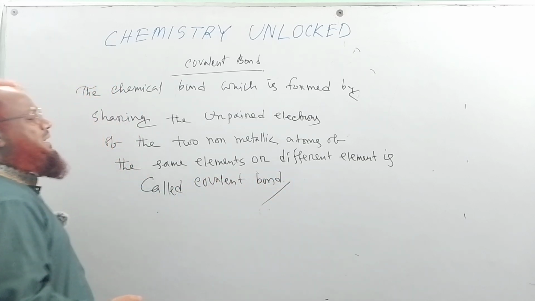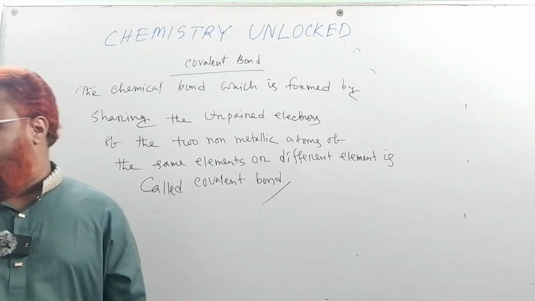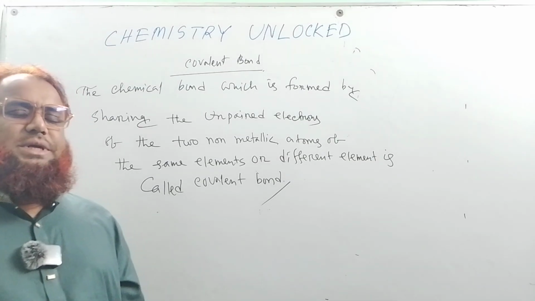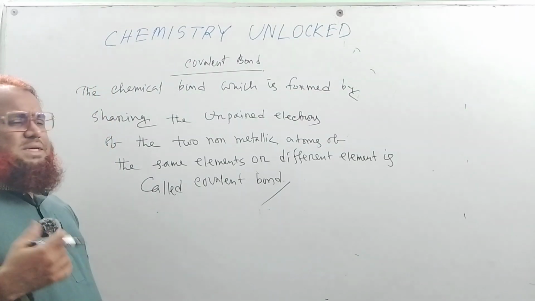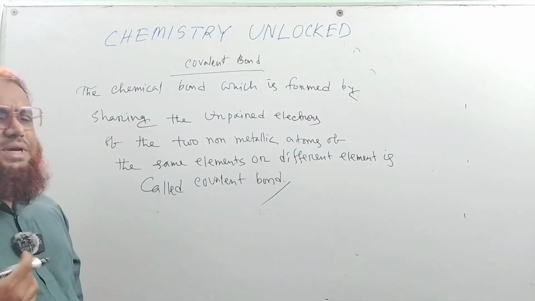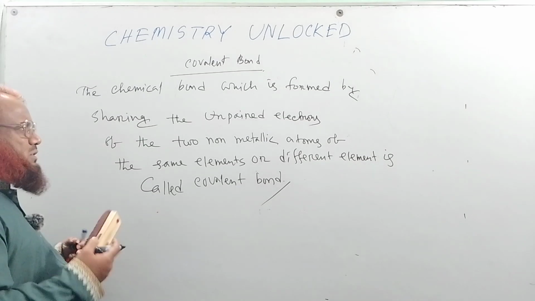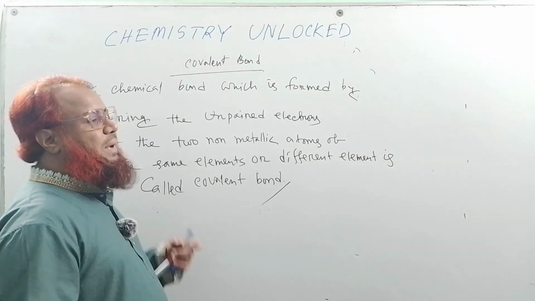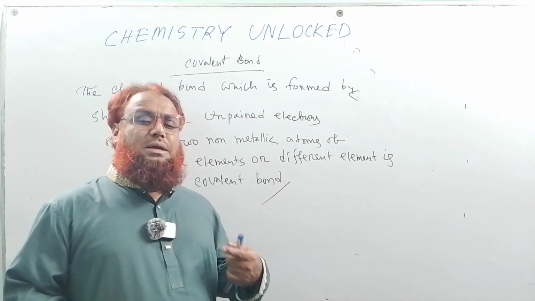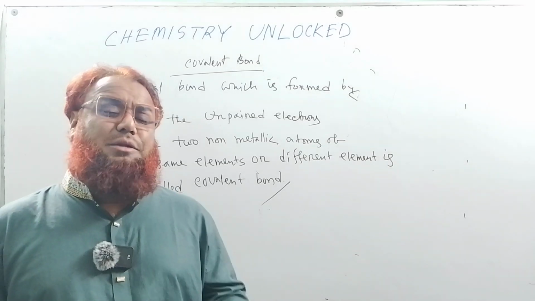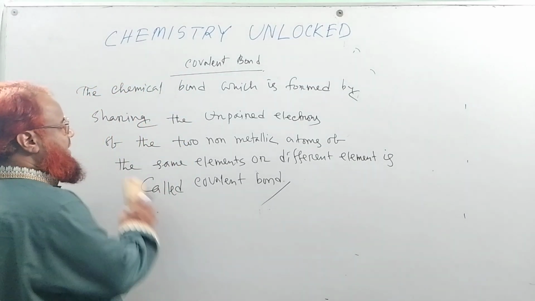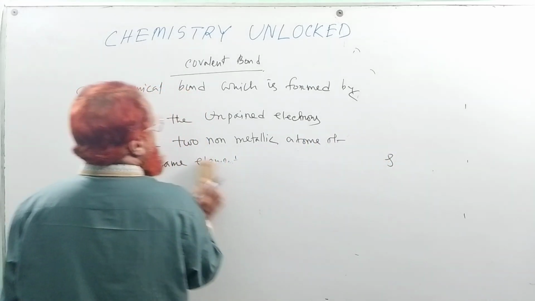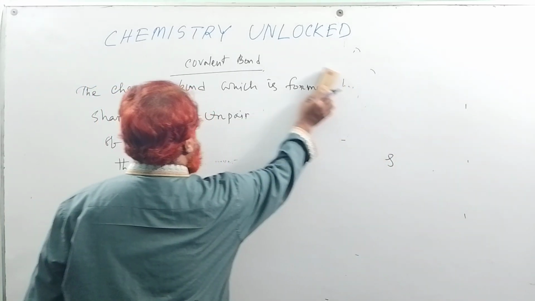So here electron sharing is an important fact. Electrons will be shared by the non-metallic atoms. Now the question is, which electrons will be shared? Of course the valence electrons will be shared, but which ones? That is the unpaired electrons. Again, the unpaired electrons present in the valence shell of a non-metallic atom will be paired or bonded.